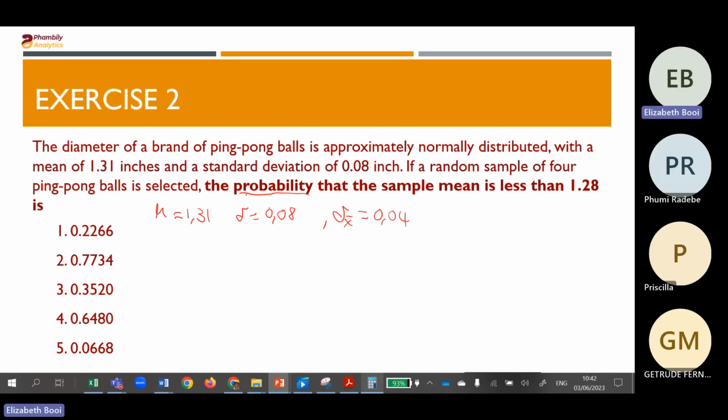What is the probability that the sample mean is less than? What does less than mean? Is this the less than, or is this the first or the second? How do we represent the less than? We represent it with the first one, right? You need to remember all the signs as well. Don't forget, remember that.